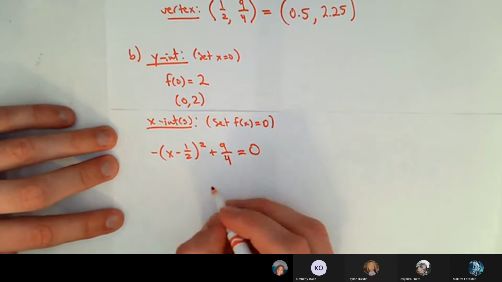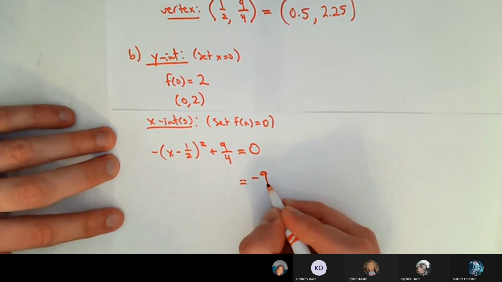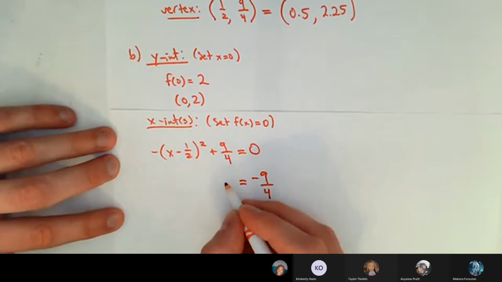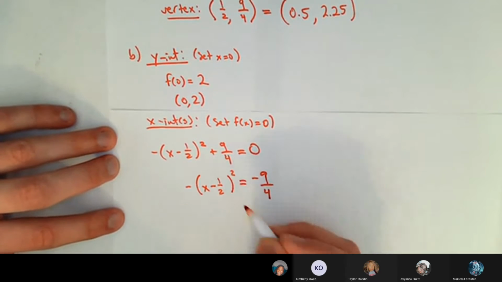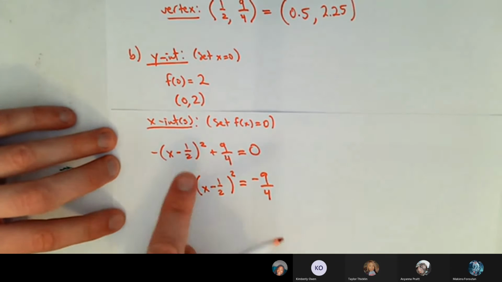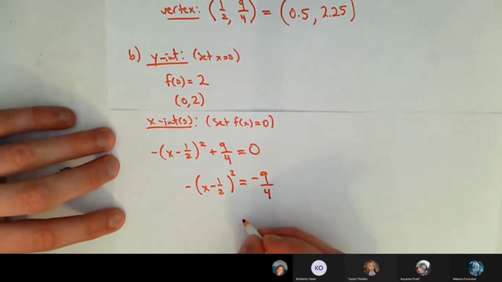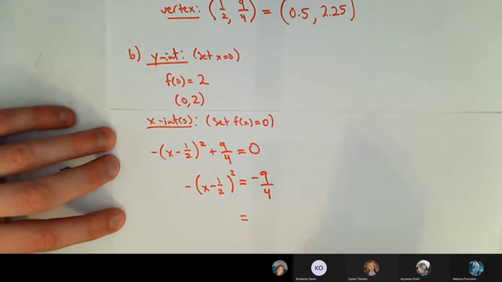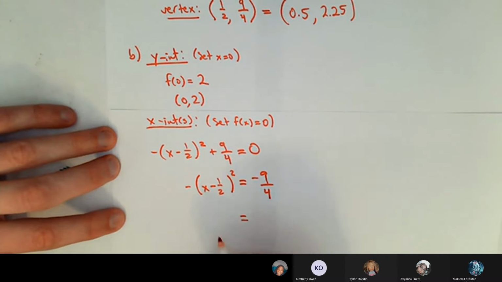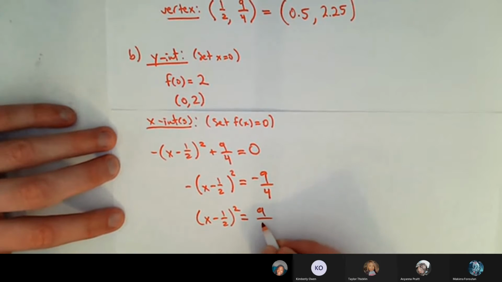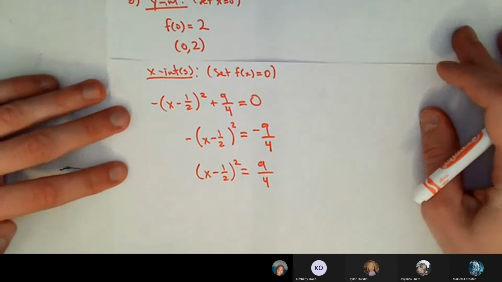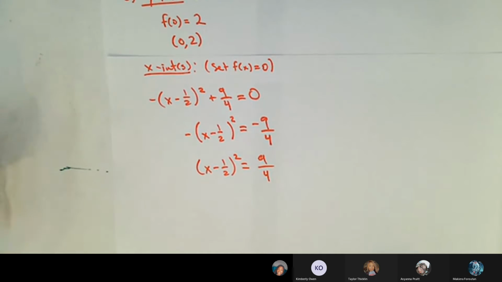This is positive 9/4. I scooted it across the equal sign, so it's going to become negative 9/4. Next thing I'm going to do is say, well, look, they're both negative. There's a negative out here, so I'll just divide both sides by -1, effectively making both sides positive. That's nice.